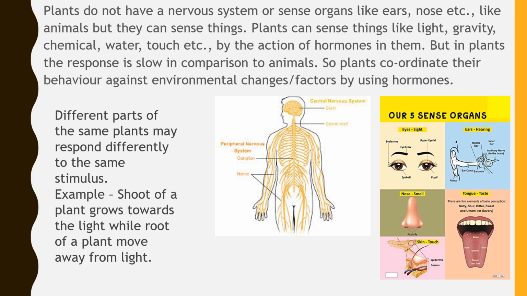Different parts of the same plants may respond differently to the same stimulus. For example, shoot of a plant grows towards the light while root of a plant moves away from light.